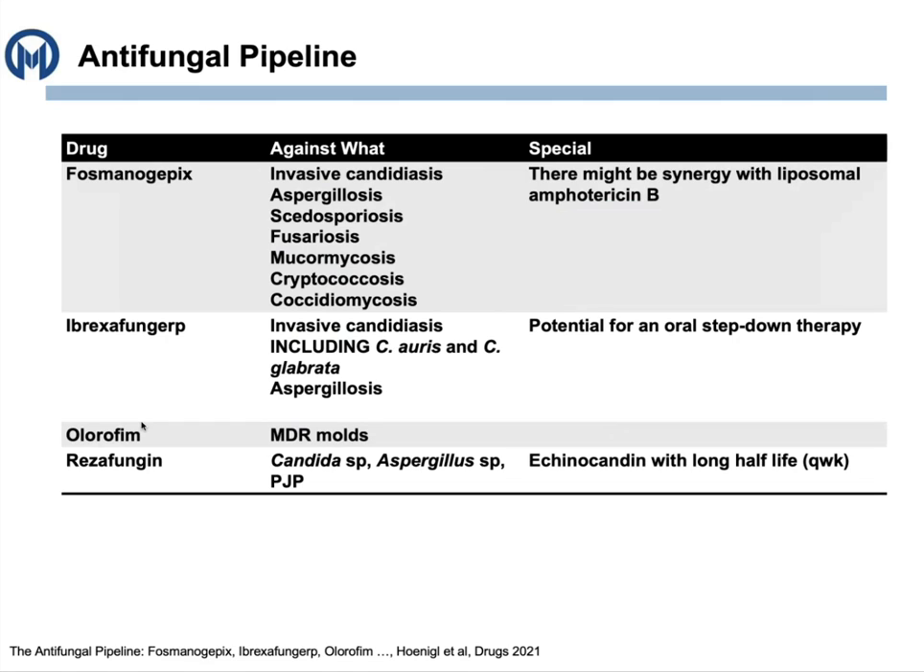So for fosmanogepix, we have been using it for MDR Fusarium, but you can see it has a wide array of different potential points to go against. It also has synergy with liposomal ampho-B, but in all honesty, in our most recent one that I treated for Fusarium, the patient had AKI, so we had to stop the ampho. With ibrexafungerp, the key thing is, of course, treating invasive candidiasis, and that includes Candida auris, and that is a potential oral step-down option. Olorofim, we have not been able to use to date.